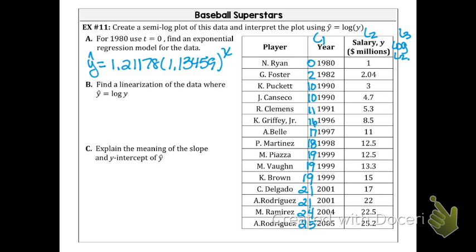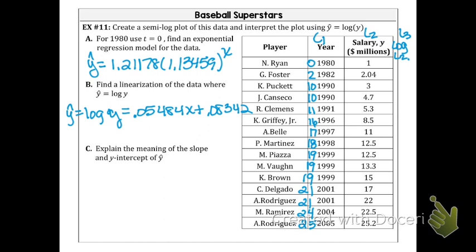B says to find the linearization of the data where y hat is equal to log of y. All right, so we know that y hat, or I'm going to put log of y since we labeled the other one y hat. And now I'm going to run my linear regression using L1 and L3 because that's where my log stuff is. And so I get 0.05484x plus 0.08342.